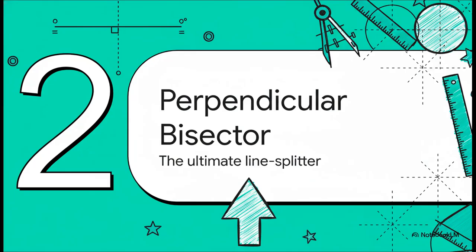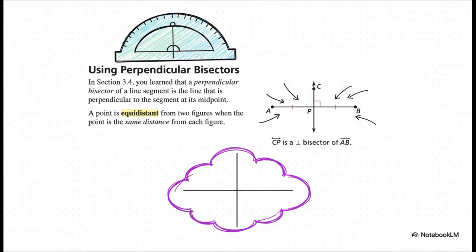All right, let's meet our first tool. This one is the ultimate line splitter. It's designed to solve a really common problem. How do you find the absolute perfect center of any straight line? Well, you use the perpendicular bisector. And the name pretty much tells you everything you need to know.